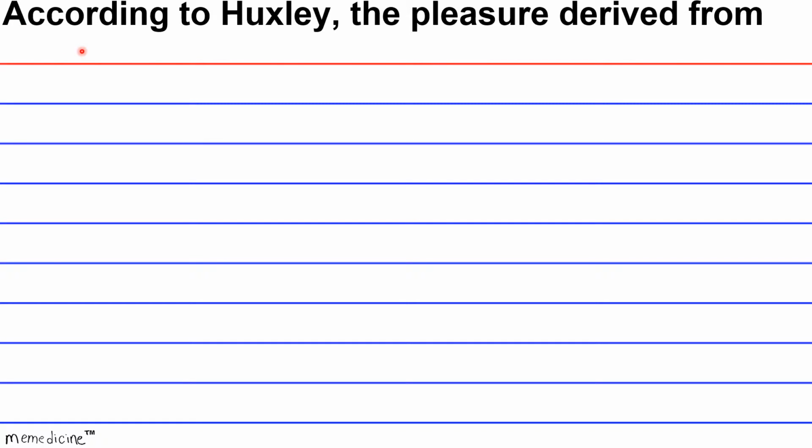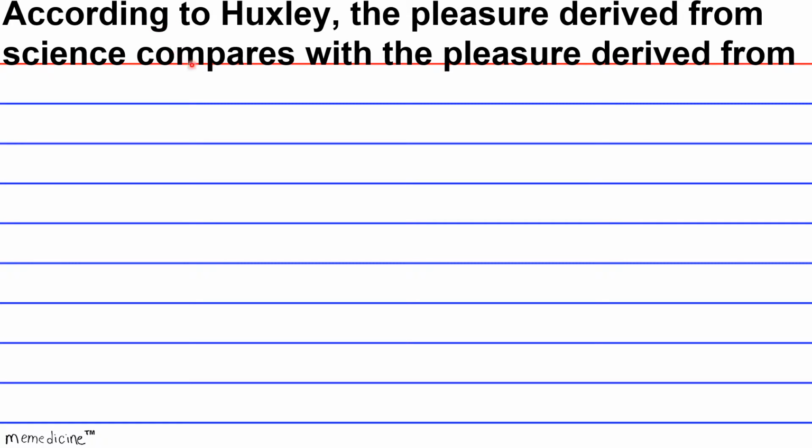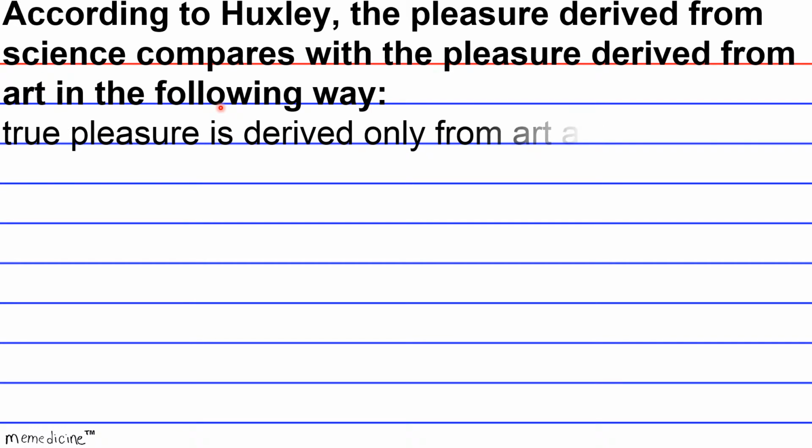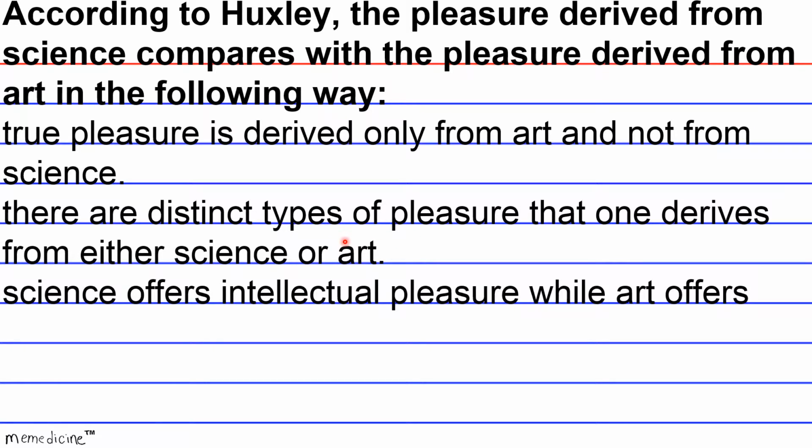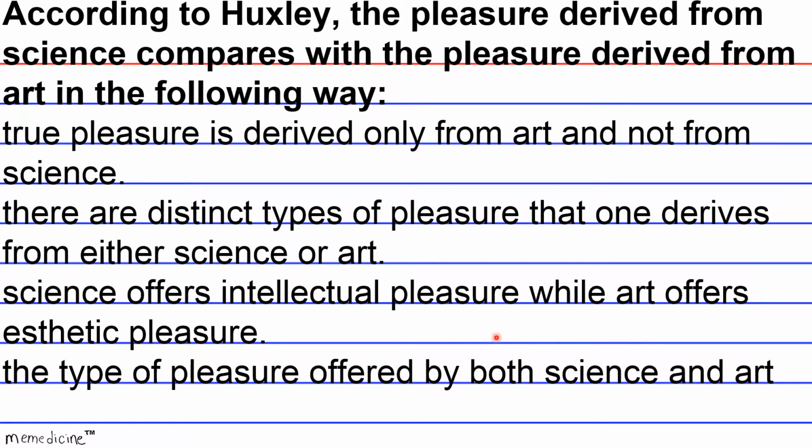According to Huxley, the pleasure derived from science compares with the pleasure derived from art in the following way. A. True pleasure is derived only from art and not from science. B. There are distinct types of pleasure that one derives from either science or art. C. Science offers intellectual pleasure, while art offers aesthetic pleasure. Or D. The type of pleasure offered by both science and art are similar, if not the same.